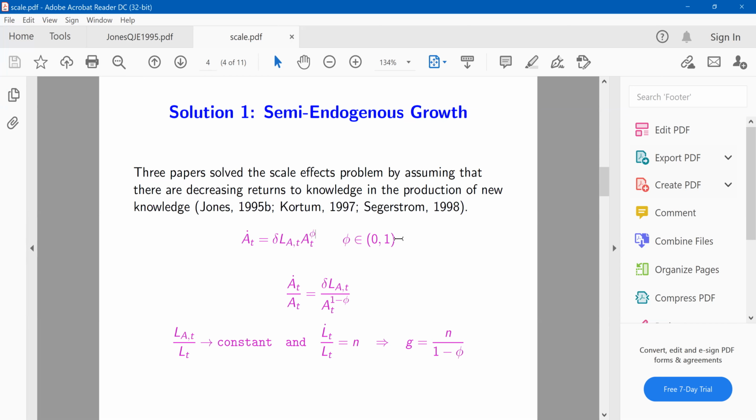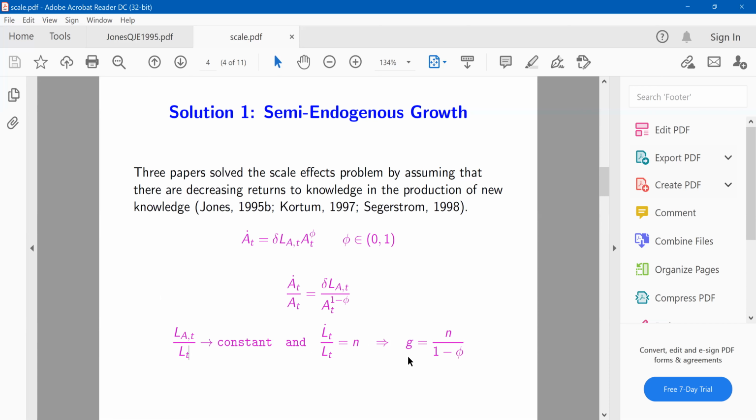Okay, so this phi parameter is between 0 and 1. Once you introduce that type of specification change into the model, then at the end, of course, in a balanced growth path, the long-run growth rate is now limited by the population growth rate. So it doesn't depend on population itself. It doesn't depend on L_A, it doesn't depend on L_T. These are scale variables, but it does depend on the population growth rate.